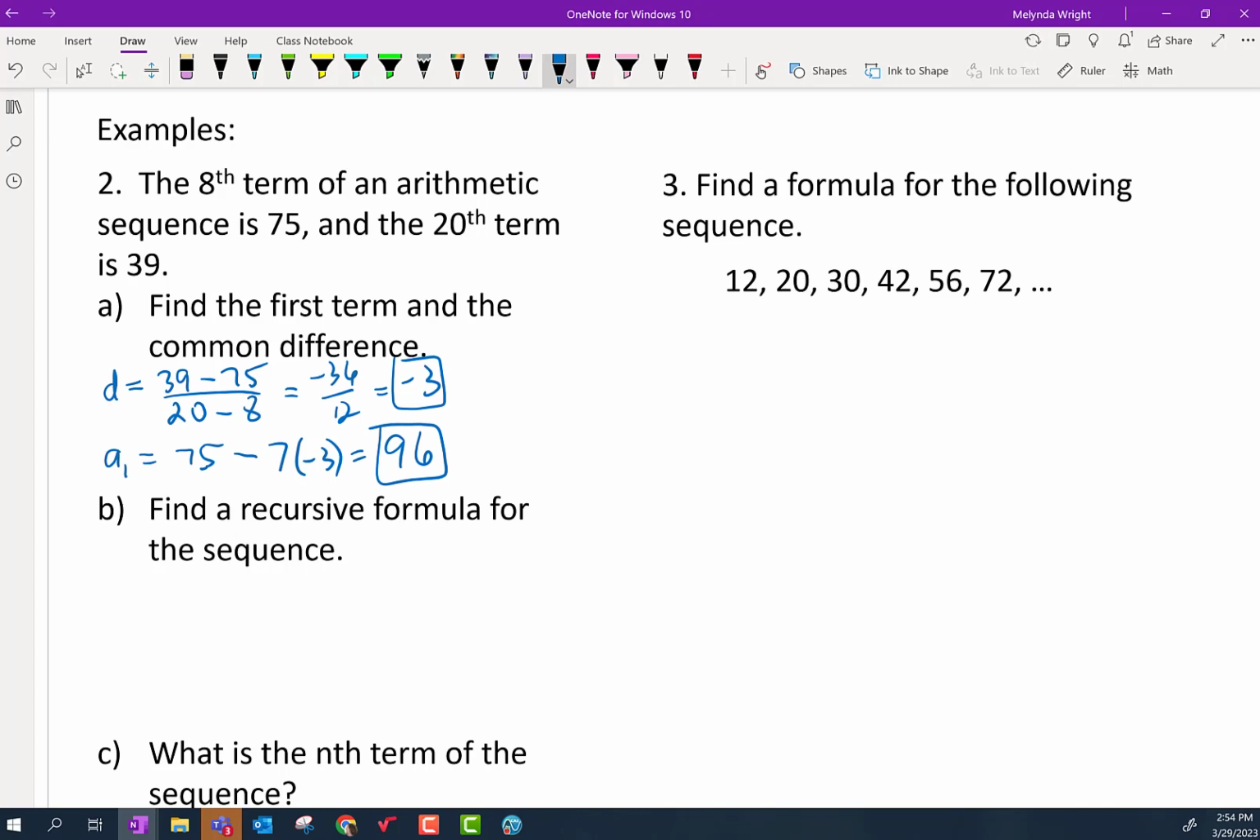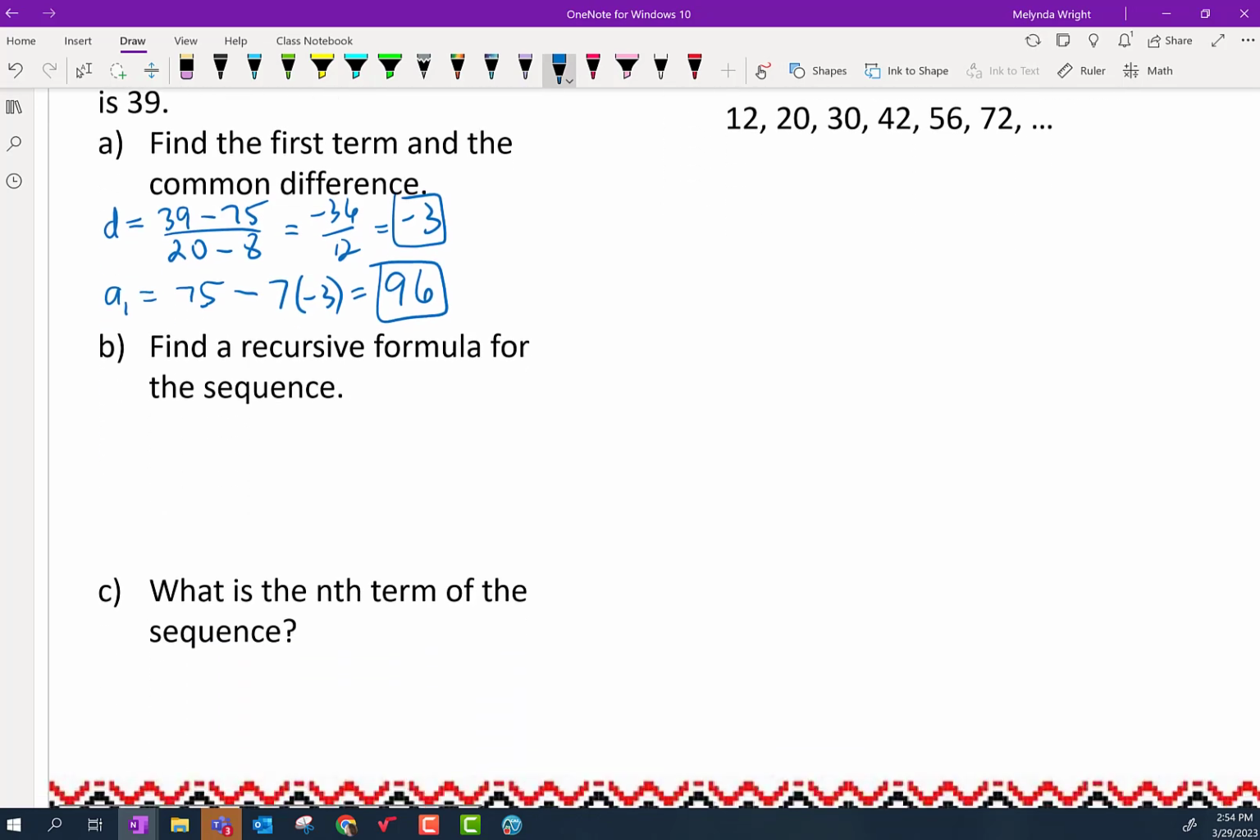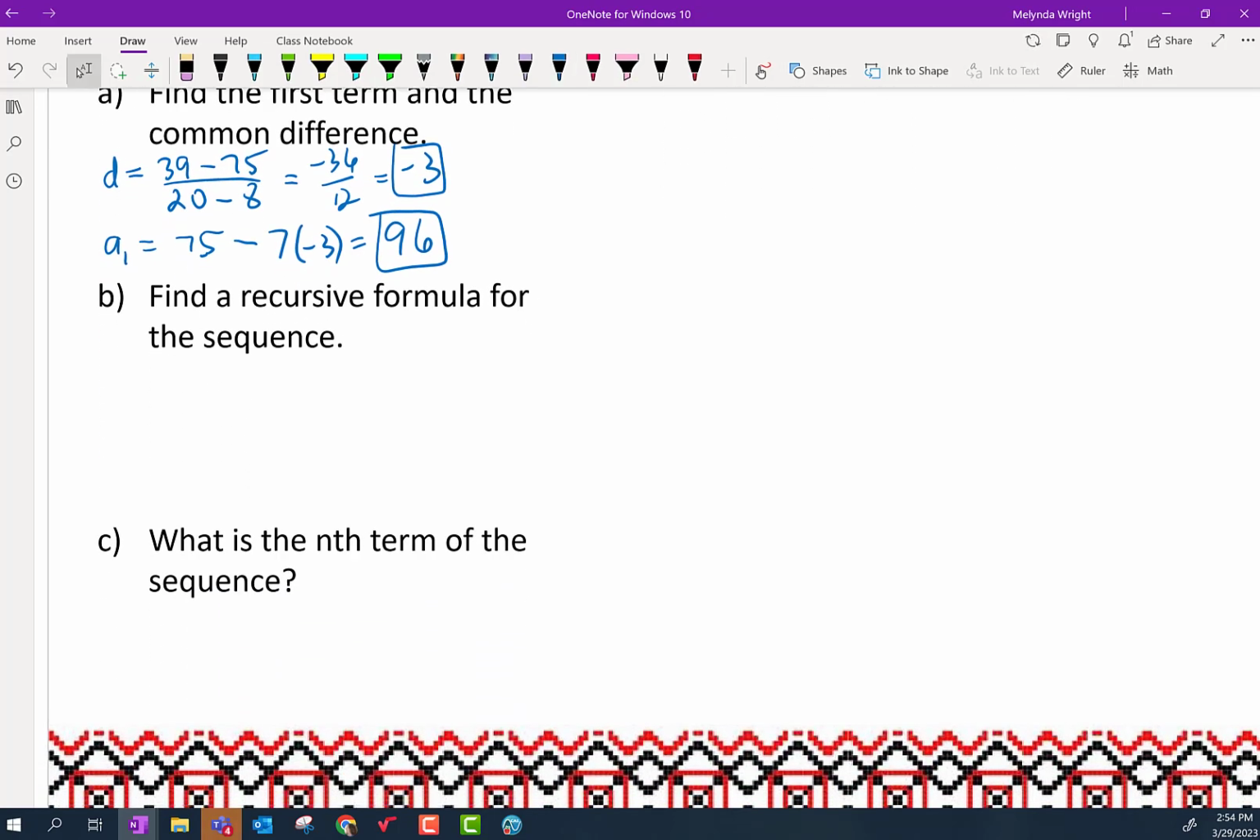Okay, great. What we're going to do next is write 2 different kinds of formulas. We're going to write a recursive formula, and we're going to write the explicit or nth term formula. This would be the explicit formula. We're going to write both so you can see both of them.